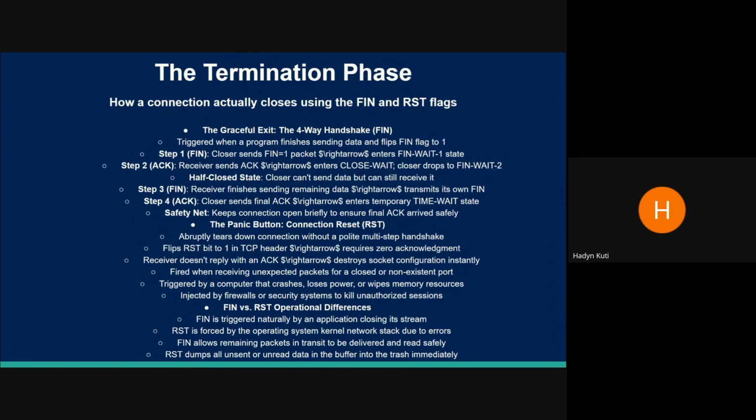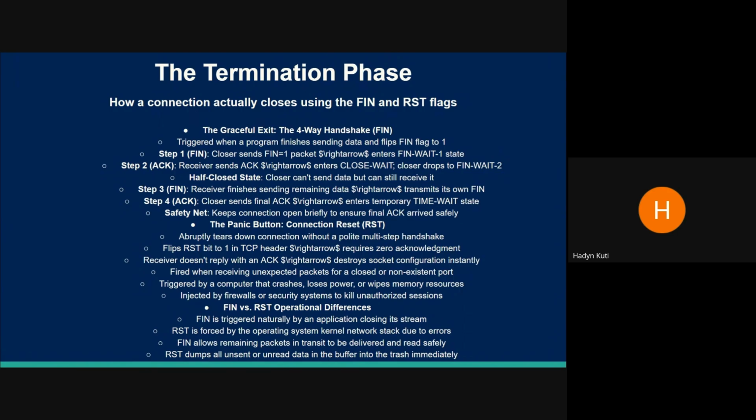The receiver acknowledges that it got the request, but it keeps its own sending line open just in case it still has a few packets left to finish delivery. We have a half-closed state. The closer can no longer send data, but still can receive data from the passive side. The connection is literally operating in one direction now, meaning your computer can listen to the last remaining pieces of data coming in, but can't upload anything else.